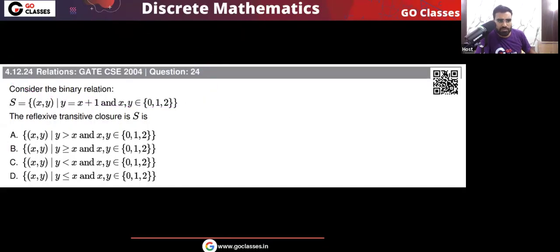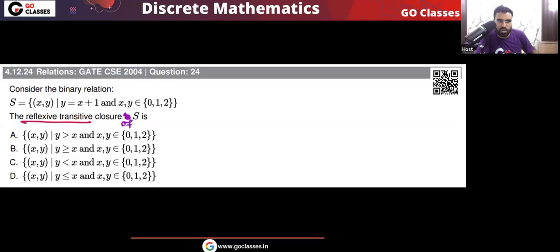Let's solve the GATE CS 2004 question. Consider the binary relation S given to us. The base set is 0, 1, 2. On this base set 0, 1, 2, this binary relation is defined. The question asks for the reflexive transitive closure of S.